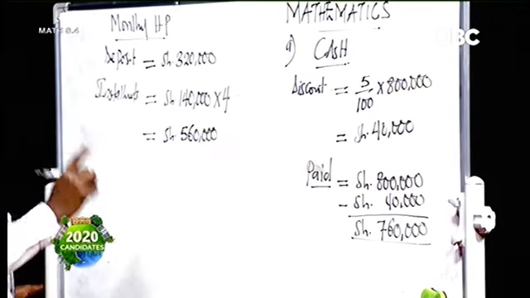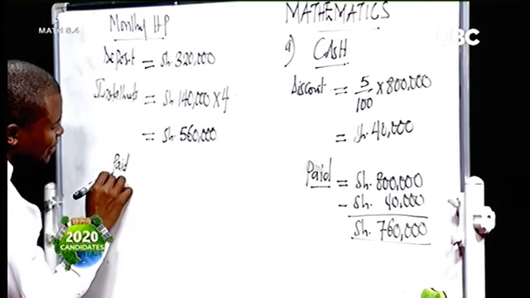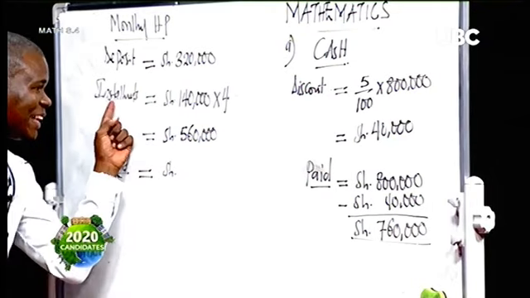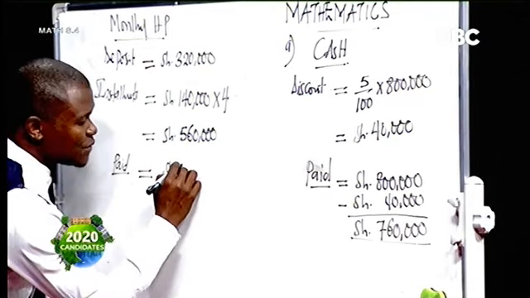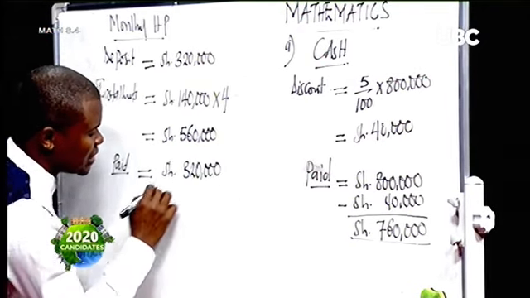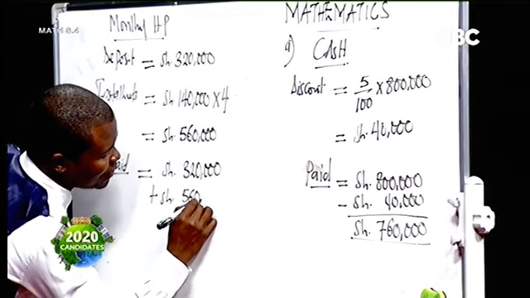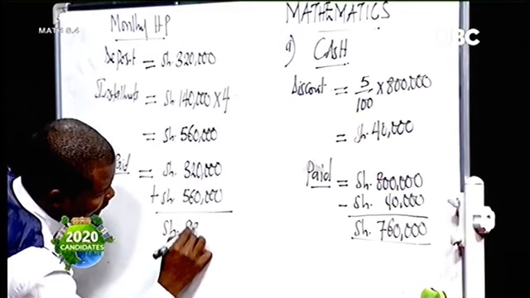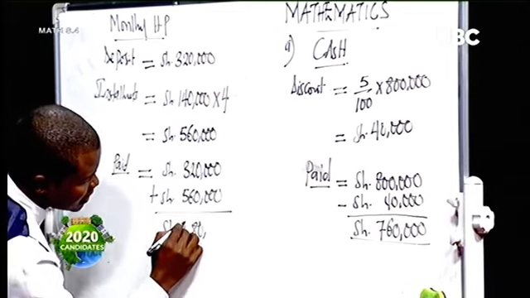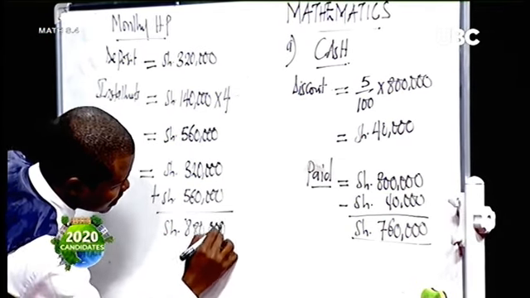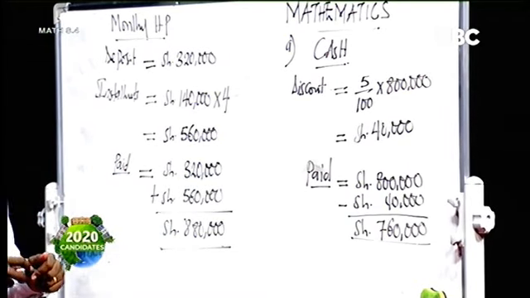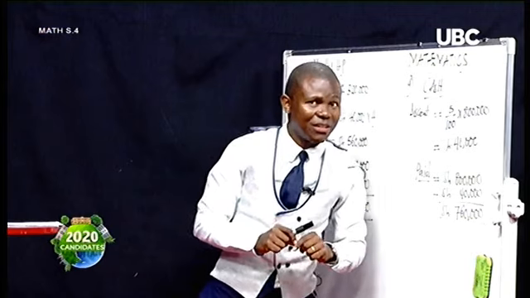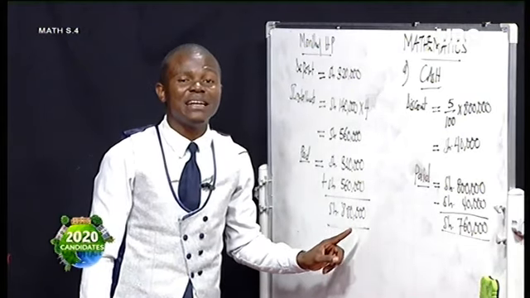560,000. So that means the total amount of money that Stella paid was the deposit of 320,000 plus the installments of 560,000. So that gives us shillings 320,000 plus shillings 560,000, which is gonna give us shillings 880,000. So that means, for the sake of Stella, instead of paying 760,000 at cash, she had to pay 880,000 to buy the phone.